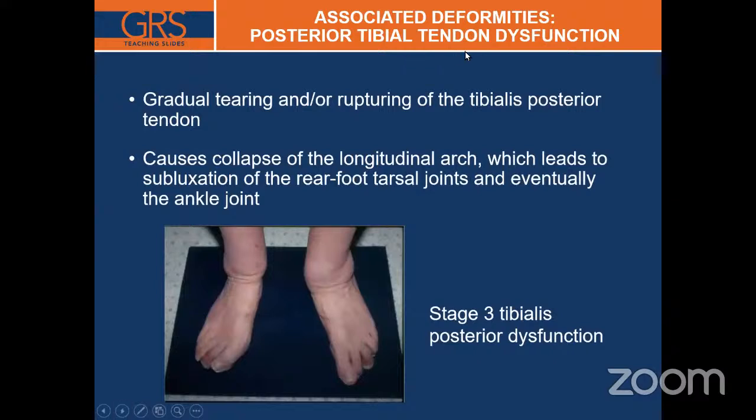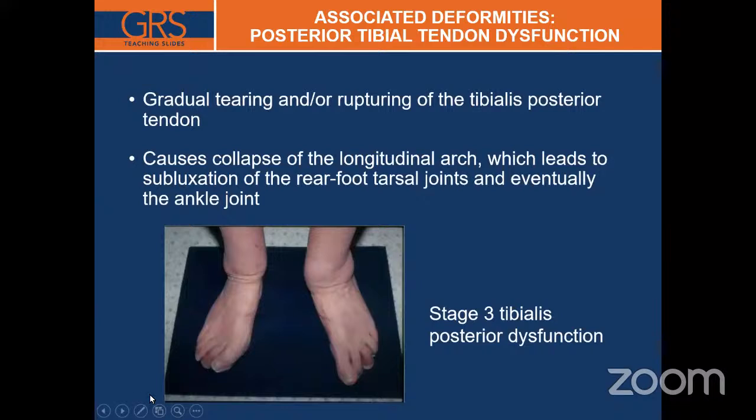Next is the posterior tibial tendon dysfunction. This is a gradual tearing or rupturing of the tibialis posterior tendon. It causes collapse of the longitudinal arch, which leads to subluxation of the rear foot and eventually the ankle joint. As you can see, there is loss of the arch of the foot. This picture shows stage 3 tibialis posterior dysfunction. This is how it looks from the lateral view.